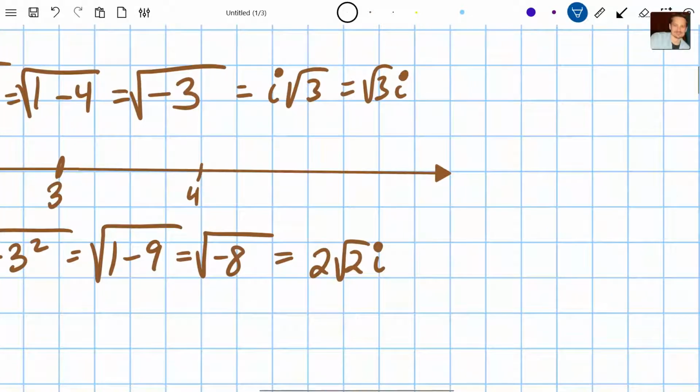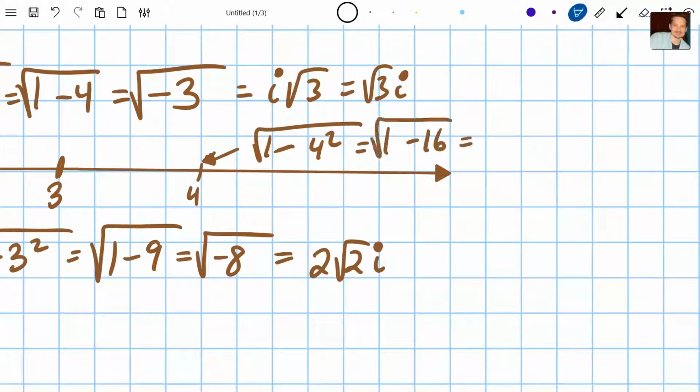So let's calculate the value of 4. So I'm going to have now 1 minus 4 squared. So that's going to give me 1 minus 16, which then will be the square root of negative 15. So this value is going to be the root of 15 and then i.